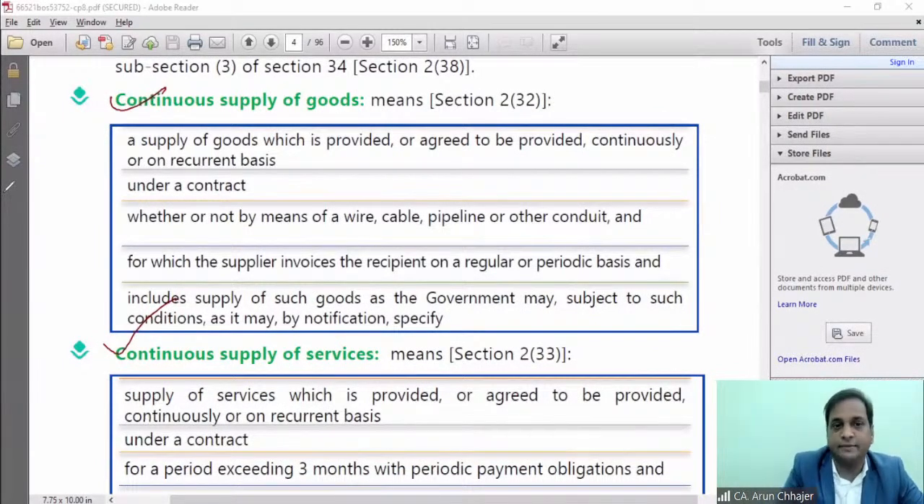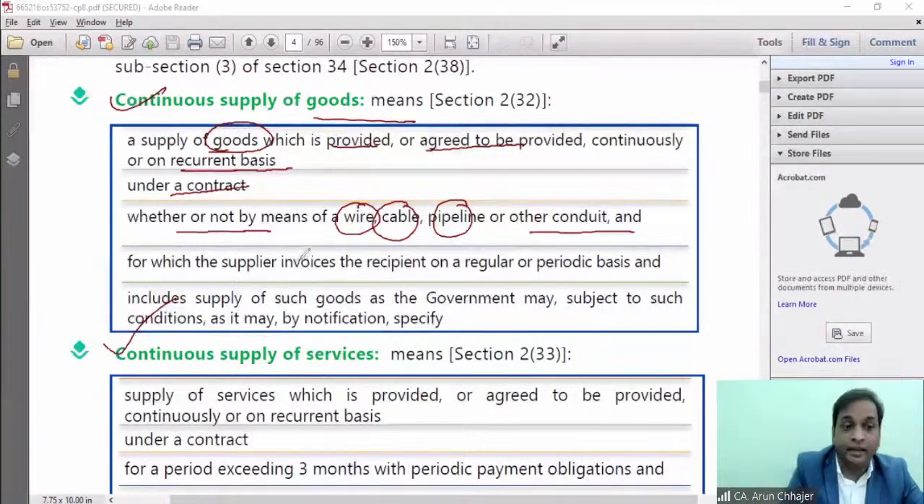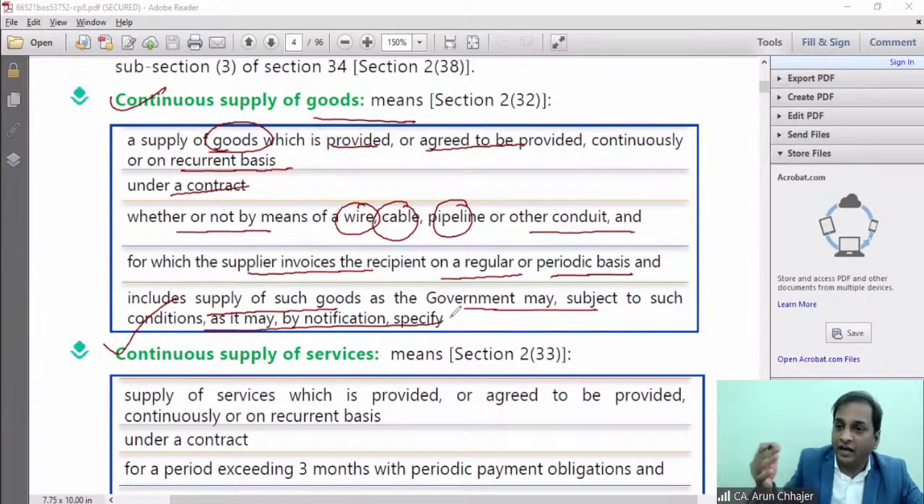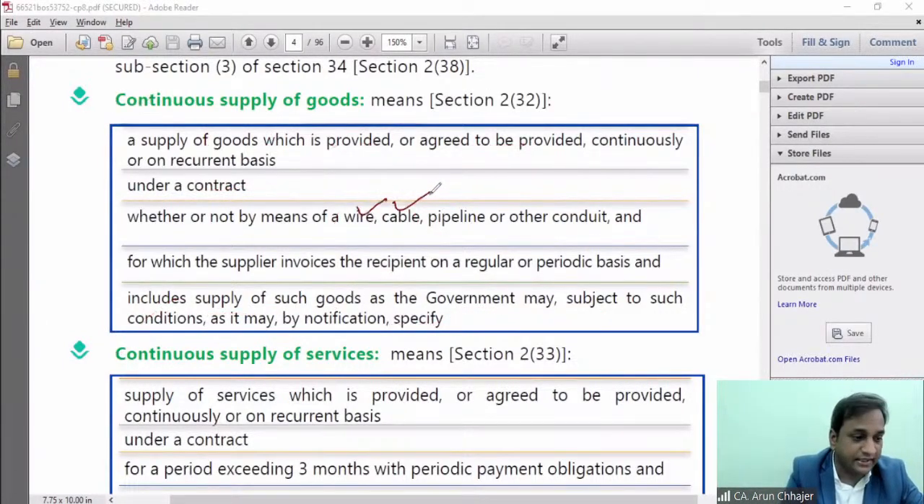In case of continuous supply of goods, it means supply of goods which is provided or agreed to be provided continuously or on a recurrent basis under a contract, whether or not by means of wire, cable, pipeline or other conduits, and for which the supplier invoices the recipient on a regular or periodic basis, and includes the supply of such goods as the government, subject to such conditions, may notify. So we are providing on a regular basis. Regular basis, not necessarily through wire or cable. No, not necessary.